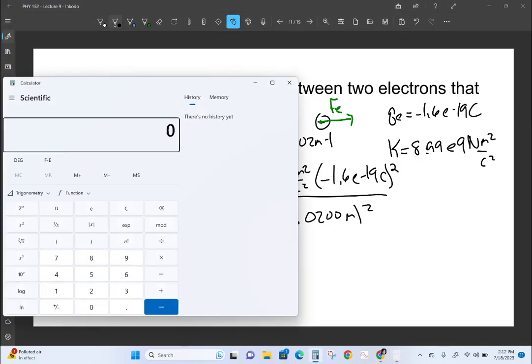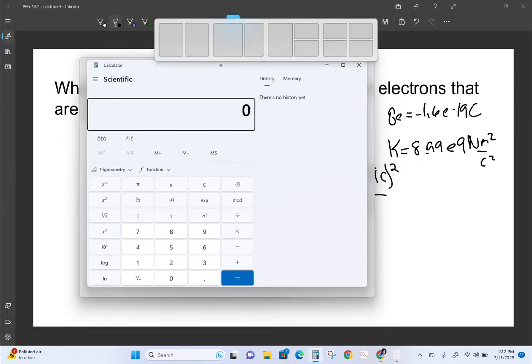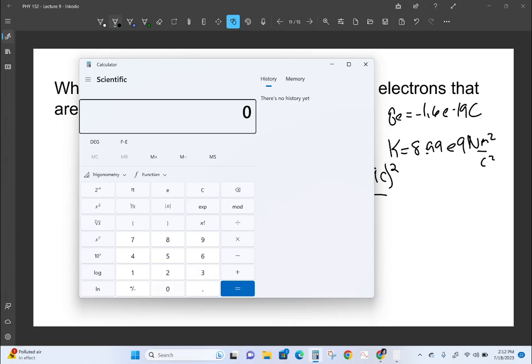And here's where you're really going to need to be able to use your exponent button. If you don't have an EXP button, you want to use the EE button, not the e to the x or anything like that. You want to use the EXP button or the EE button on your calculator. So 8.99 exponent 9 times the quantity 1.6 exponent negative 19.